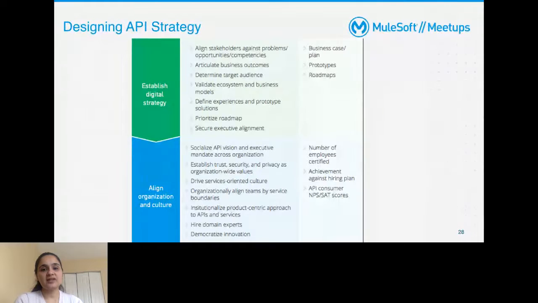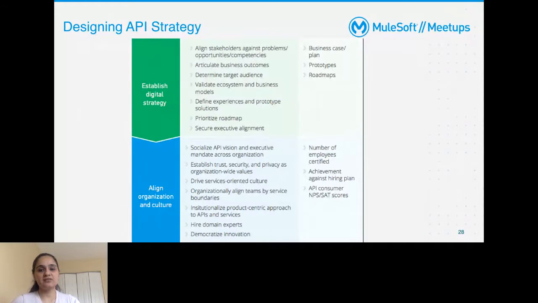Second is to articulate the business outcomes. First, define what business outcomes they are looking to achieve through the digital strategy and the digital transformation as well. Determine the target audience: who the end users are, and what exactly their needs are. That should be determined in this phase.